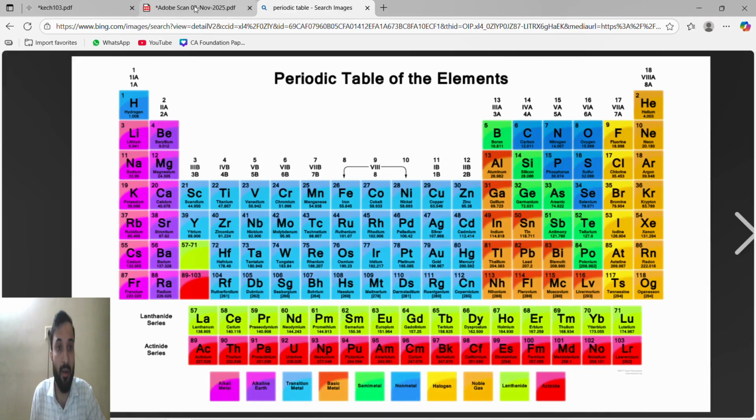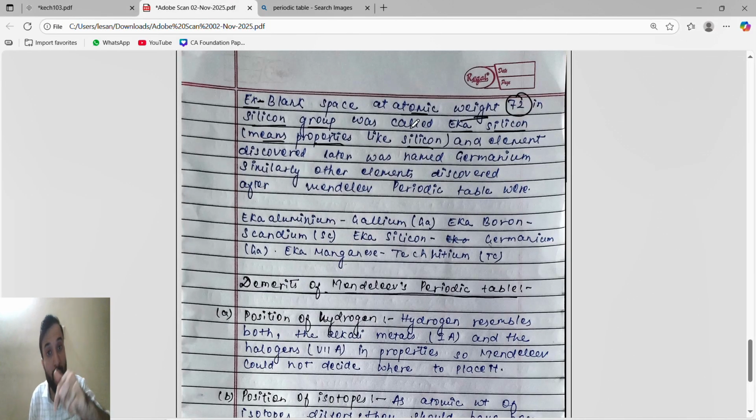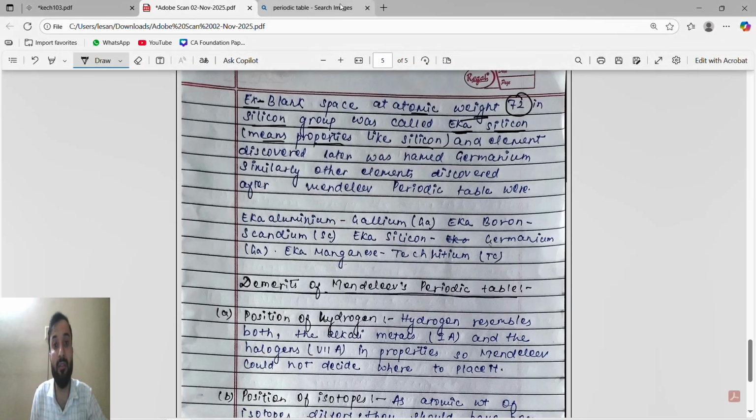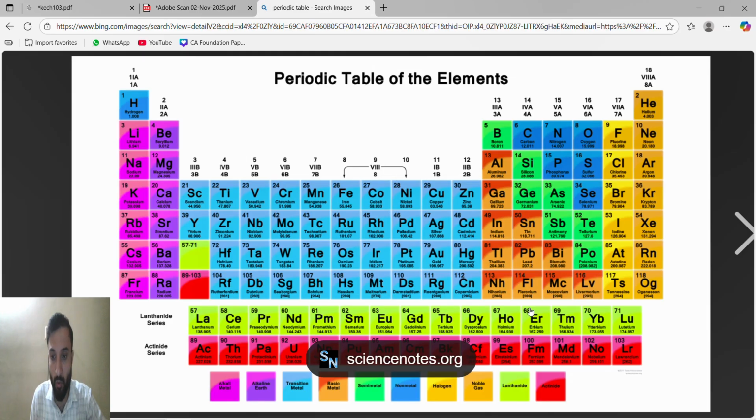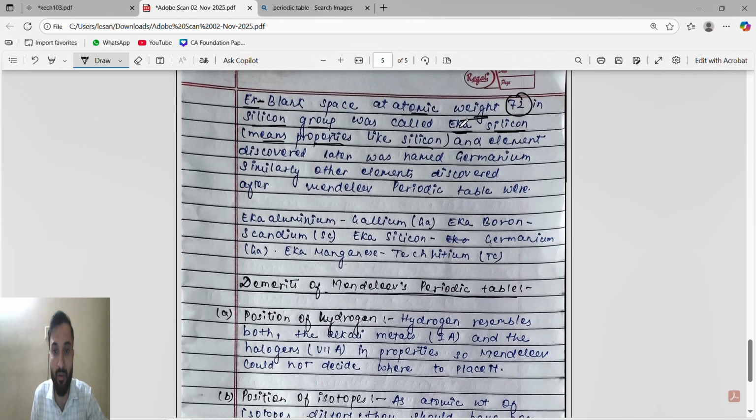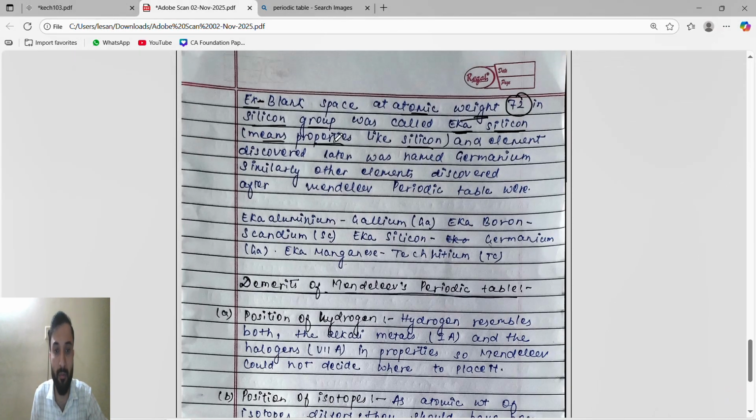Why did he leave it? Because he knew that a new element would be discovered, and that's why he named it eka silicon. Eka means similar, because it is in the same group, which means similar properties. The element discovered later was germanium.